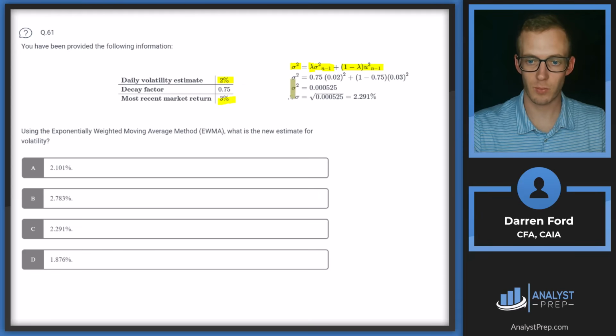And so when we work that through, we're going to get that standard deviation squared is going to equal 0.000525. And then we need to take the square root of that to get our answer. And we get 2.291, which lines up right there with answer C.